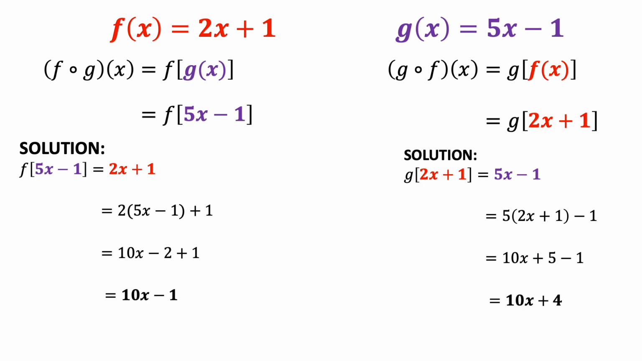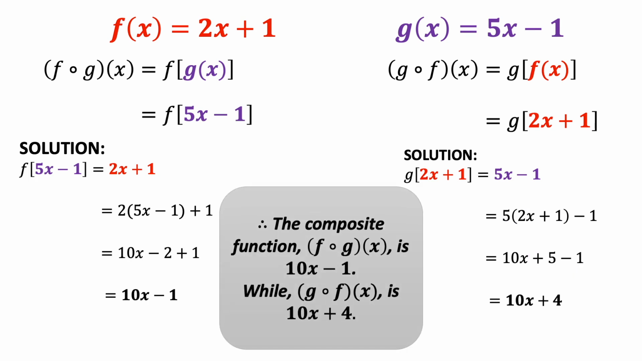To sum it up, the composite function f circle g of x is 10x minus 1, while g circle f of x is 10x plus 4.